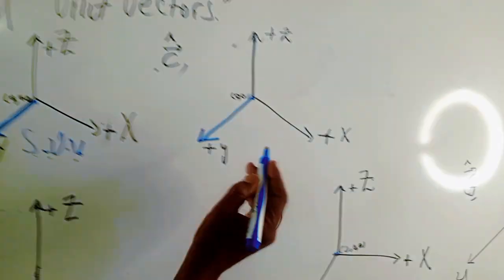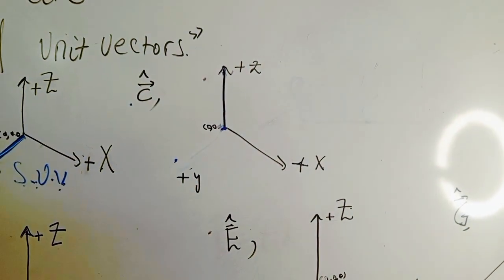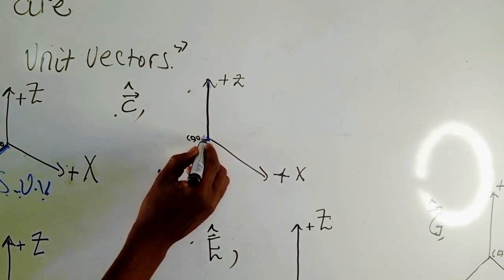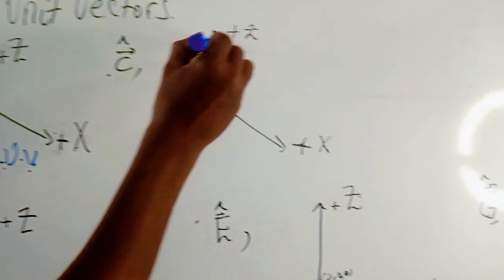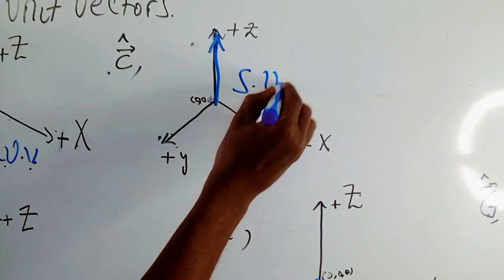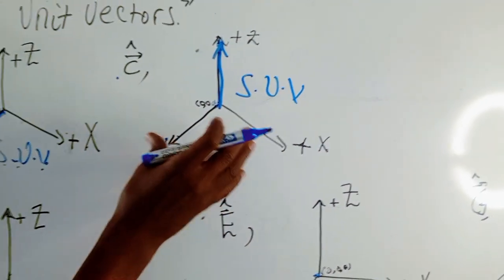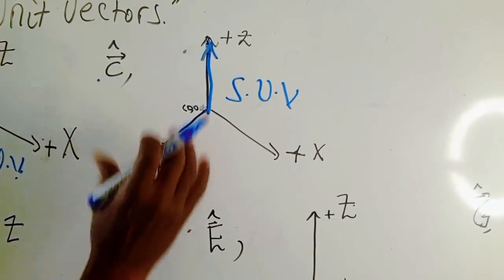So you can plot it. For the unit vector C, it lies along the positive z-axis. Therefore this is a standard unit vector, because we define standard unit vectors as unit vectors that lie along the positive coordinate axes.